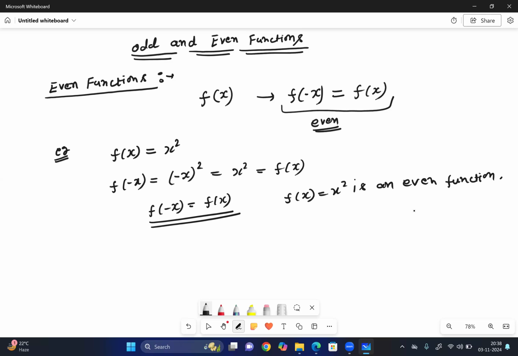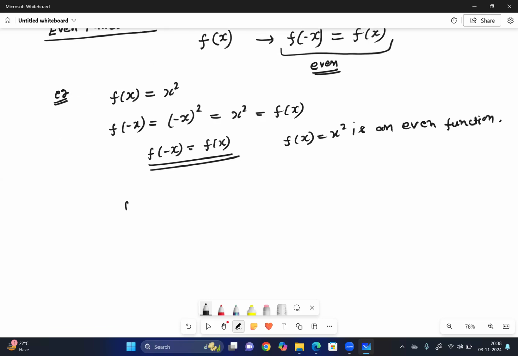Let's see one more example. Let's say I'm writing f(x) is equal to 2x square minus 4. You tell me, is it even or odd? So this will also be even, right? Because only x square is there. Minus x whole square is anyways x square, right?